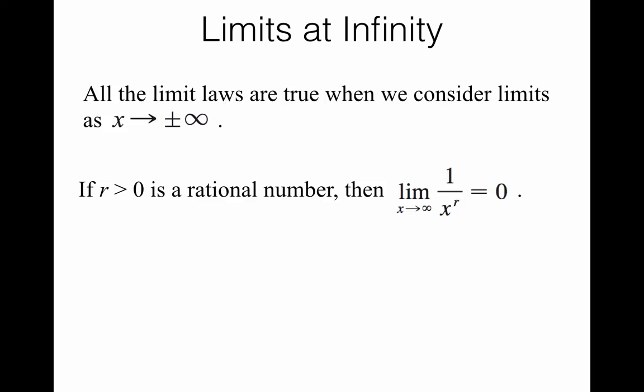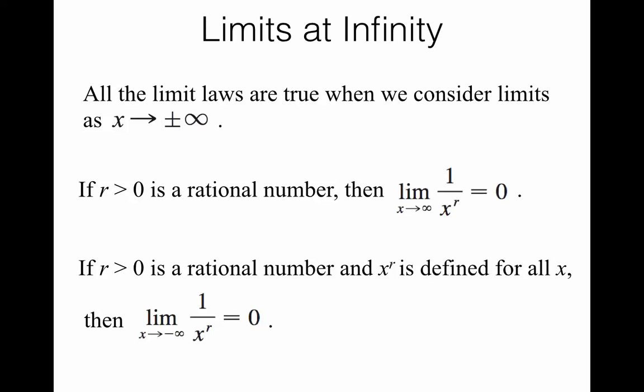And similarly, if r is a positive rational number, and we can define x to the power r for all x, then the limit as x approaches negative infinity of 1 over x to the r also equals 0. So an expression where you have a power of x in the denominator, this fraction will go to 0 as x gets very, very large positive or very, very large negative.